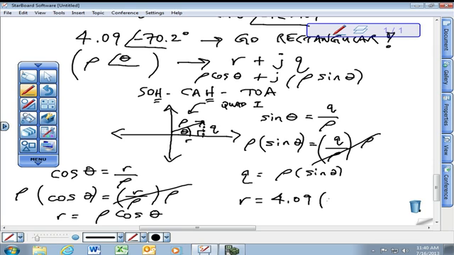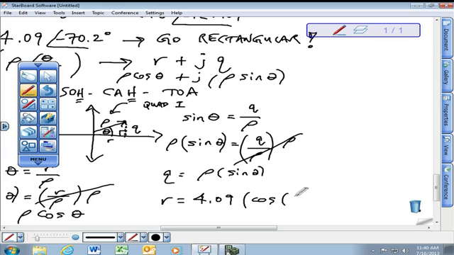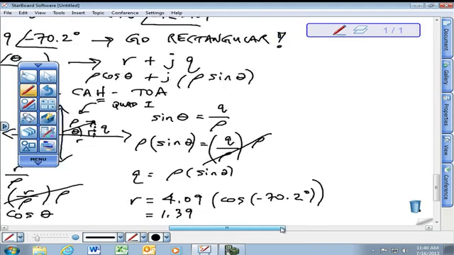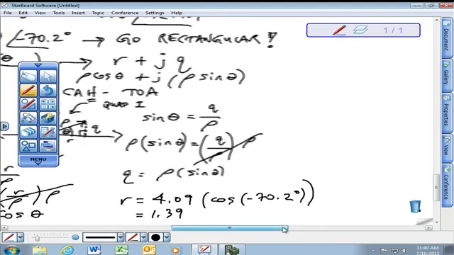So r is going to be rho, 4.09 times the cosine of negative 70.2 degrees. Notice you've got to get your best friend, also known as your calculator, to be talking degrees before you crunch this out, so make sure you make that change. Once you multiply 4.09 times the cosine of negative 70.2 degrees, you should get 1.39 for your real part.